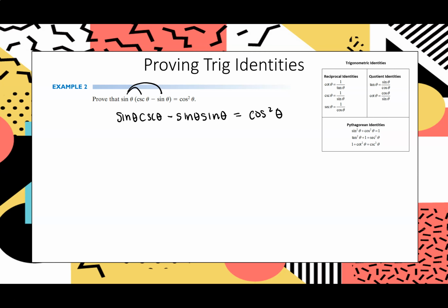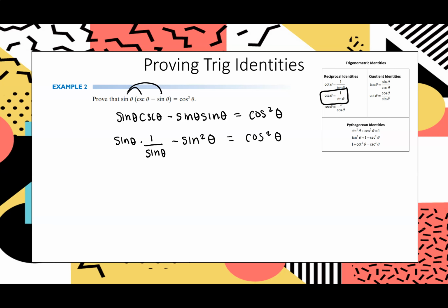All right, next thing I'm going to do, and you probably guessed this right as well, is we're going to rewrite cosecant theta. Well, what is cosecant theta? It's 1 over sine. So this is going to be sine theta times 1 over sine theta. And then this is going to give me minus, and well, what is sine times sine? Well, that's sine squared theta. Remember that notation that we've got to know really well. Again, I'm not changing the right side at all.